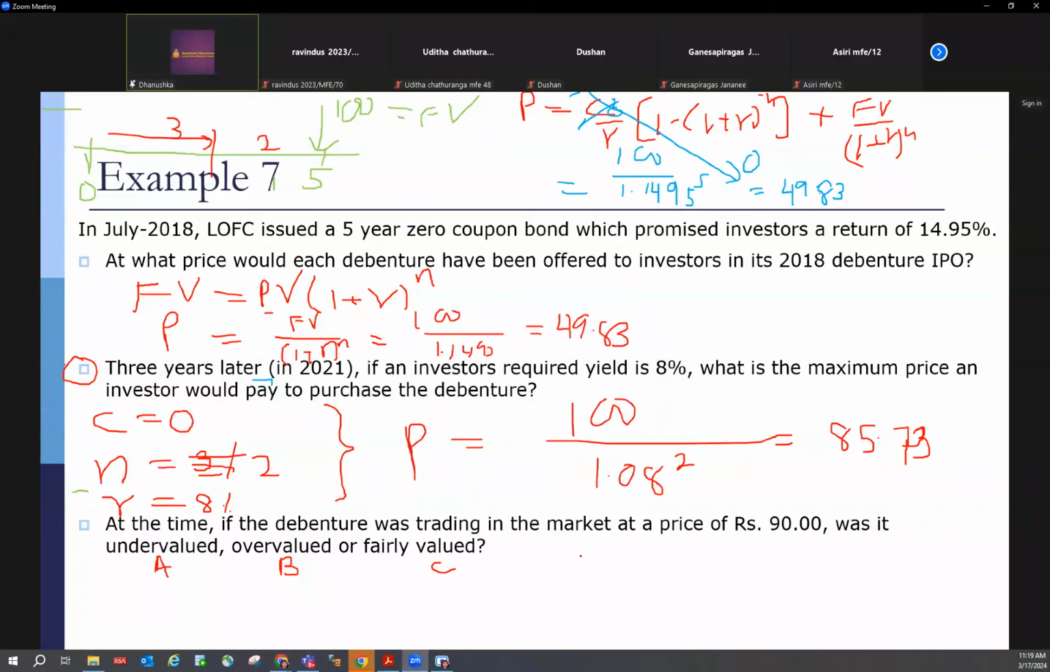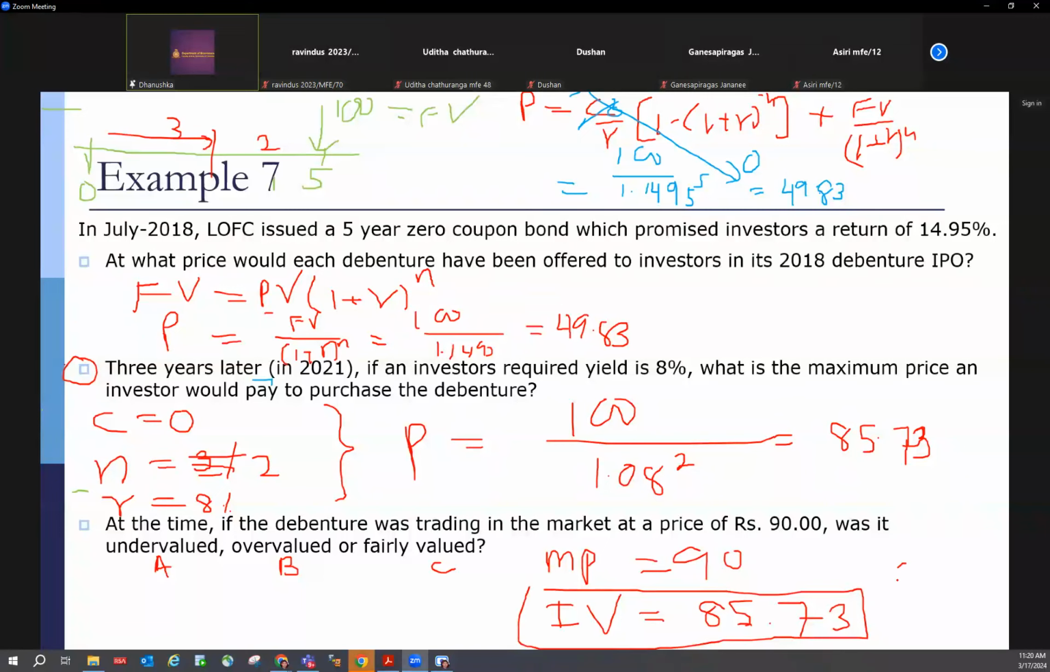Market price is 90. Intrinsic value is 85. The maximum price I'm willing to pay to buy this bond and get a return of 8% is 85 rupees. In the market, this bond is available at 90 rupees. Will you buy it? No. You will not buy it because the maximum price I'm willing to pay is 85. You will not buy it because it is overvalued. Any questions here?